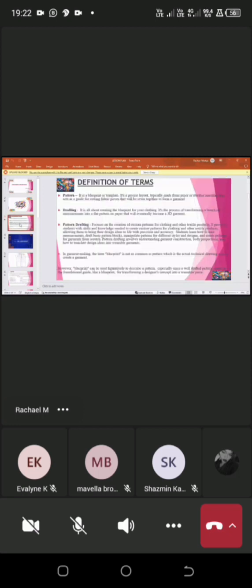Also, we're going to talk about pattern drafting, of which pattern drafting is the creation of custom patterns for clothing and other textile products. So it provides students with skills and knowledge needed to create custom patterns for clothing and other textile products, allowing them to bring their design ideas to life with precision and accuracy.